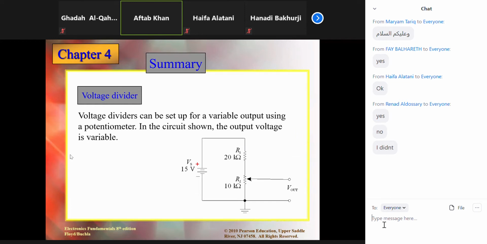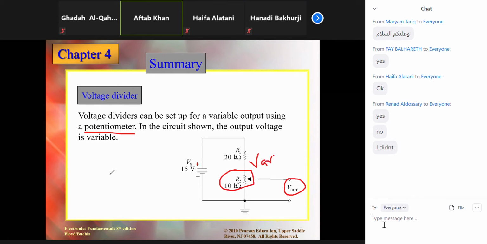See guys, this is again a voltage divider application, which is called a potentiometer. It's a device. Basically, the output which we are getting here can be a variable output. You can see this arrow on the resistance. Showing this arrow on the resistance means it is a variable resistor. What is that? Variable resistor means we can change its value.